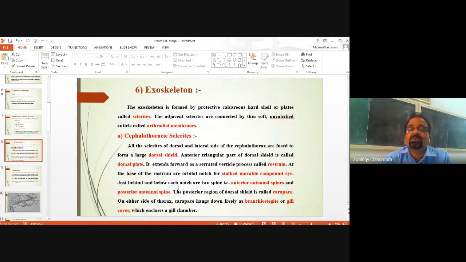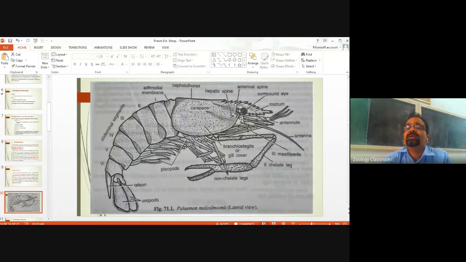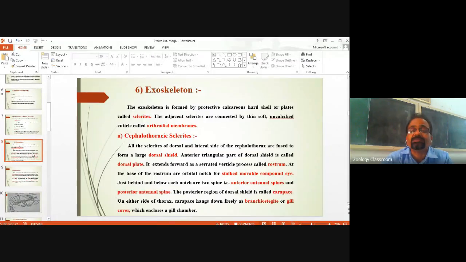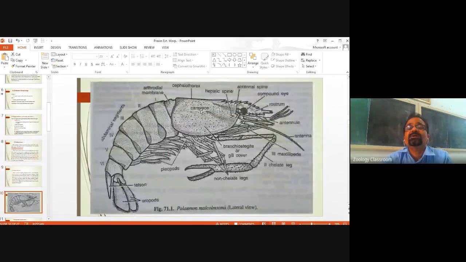Just behind and below each notch are two spines, the anterior antennal spine and the posterior antennal spine. The anterior spine is also called the hepatic spine. Such pairs are there on both sides. This is also a mark of identification. The posterior region of the dorsal shield is called the carapace, that is, the hard upper covering on both sides. This is called the carapace.